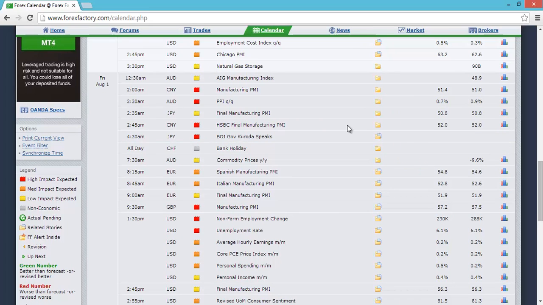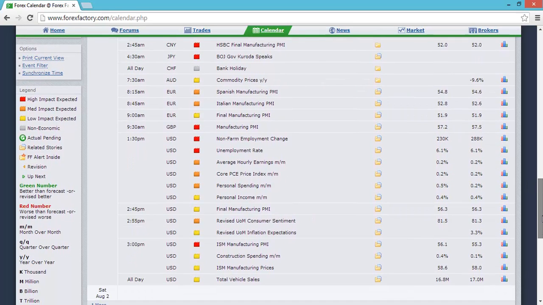And on Friday, quite a big day overnight, you've got the Chinese manufacturing PMI, and Australian PPI quarter-on-quarter. You've also got the HSBC final Chinese manufacturing PMI. At 4:30, you've got the Bank of Japan Governor Kuroda speaking. At 9:30, UK manufacturing PMI, and at 1:30, the big number is the US non-farm employment change numbers.